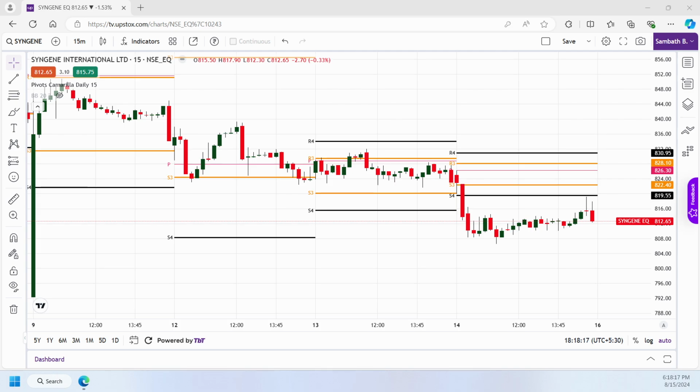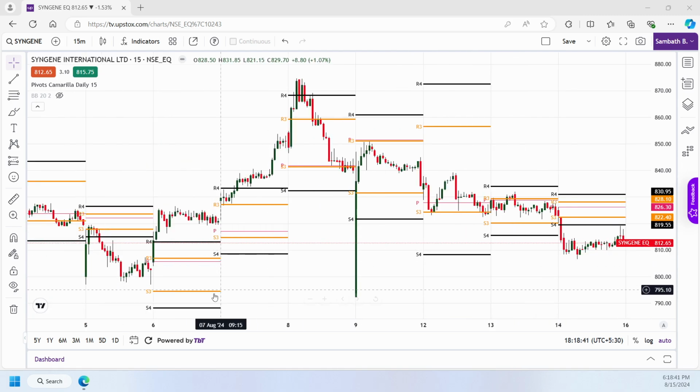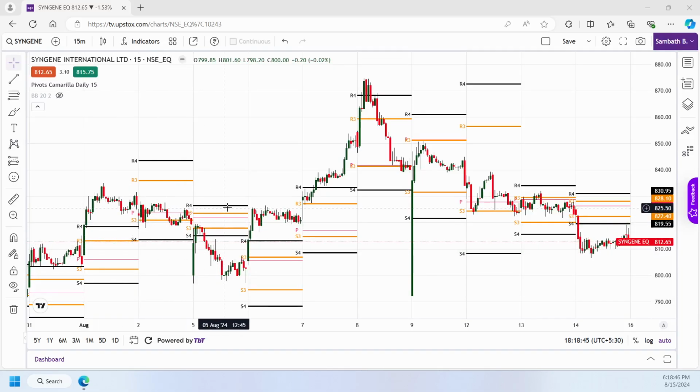At any point of time, if there is an inside Camarilla, there would be a breakout. We can use it in different ways, like a same day breakout or a previous day breakout, and you can use inside Camarilla for positional trades also. A lot of strategies are available after finding inside Camarilla stocks. For example, here the stock formed an inside day at this point. After that, this level is a key level, and this level is also a key level.